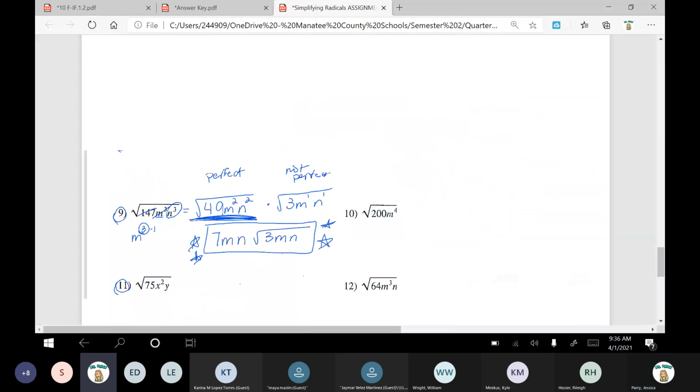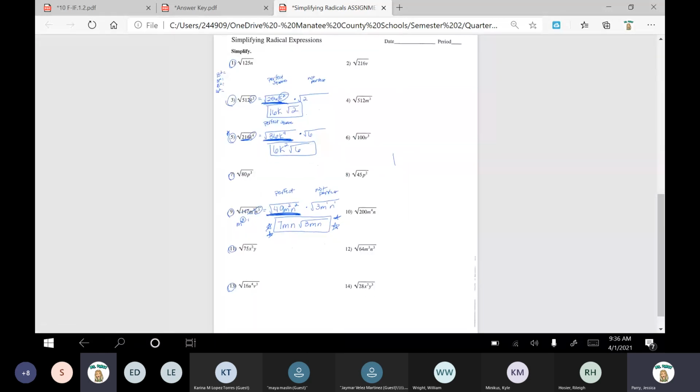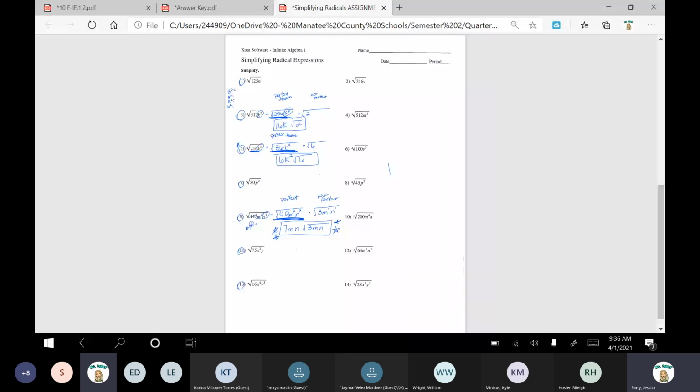Okay, so hopefully that's enough practice for you guys. You're pretty much going to be doing the same thing for all of this second page. You're going to do your perfect square times your not perfect square. And then that is it. So hopefully that's enough time and practice for you guys to do both pages here. Finish working on both pages, just the left side, all the odd numbers. Show your work, submit a picture.